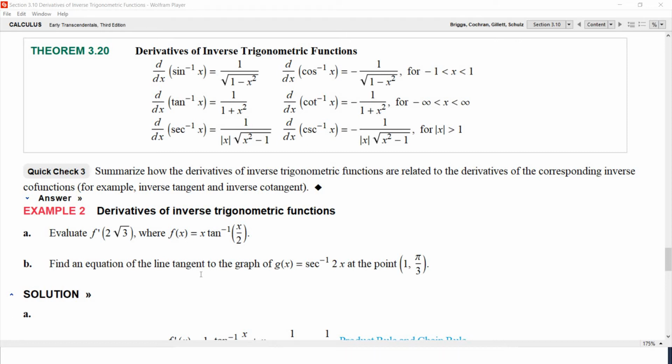Hello again. In this video, we're going to go over the derivatives of the inverse trig functions. So the derivative of arcsine of x is 1 over the square root of 1 minus x squared.